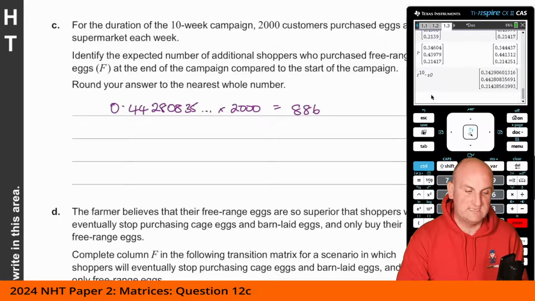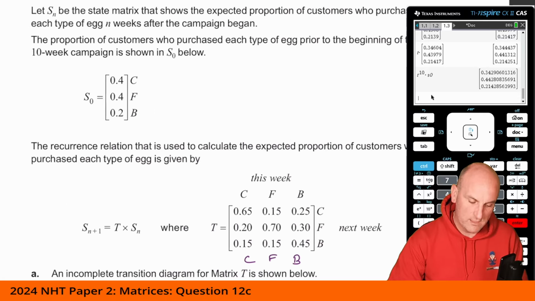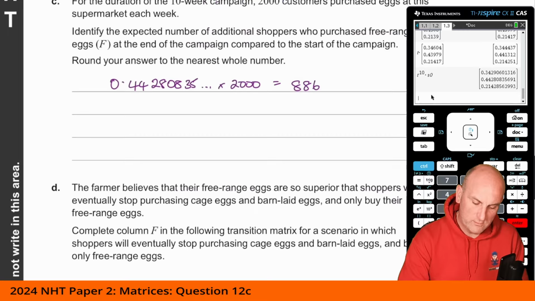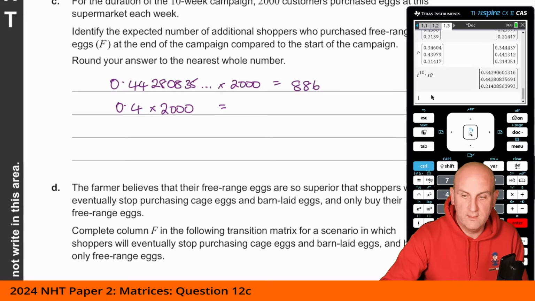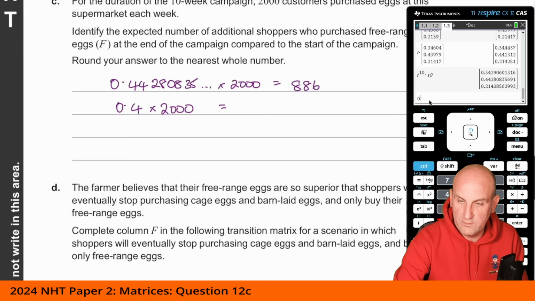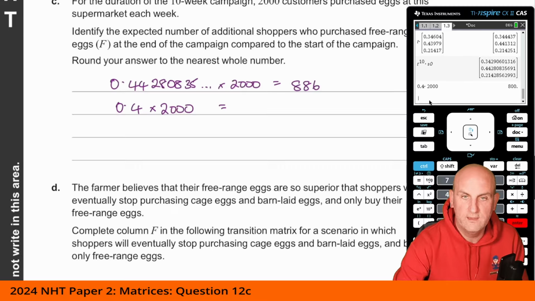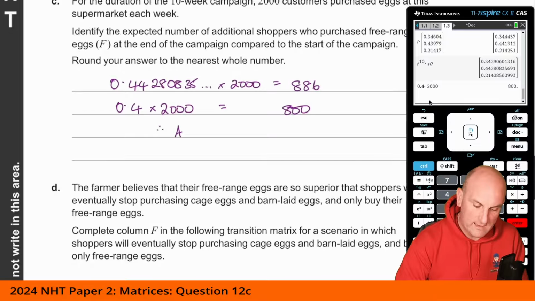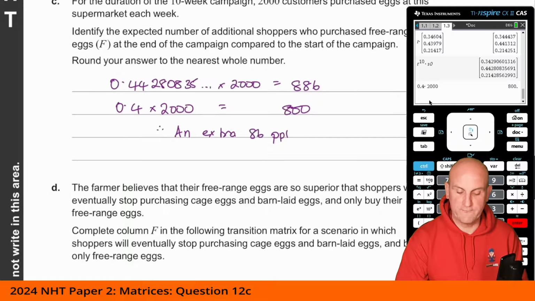So 886 people, right? But the question is, how many people would have bought it at the start? Well, we know the original proportion was given by 0.4. So if I do 0.4 times 2,000, because that's what it was in the first week, that gives me 800. And so therefore, an extra 86 people will purchase free-range eggs after the 10-week campaign.